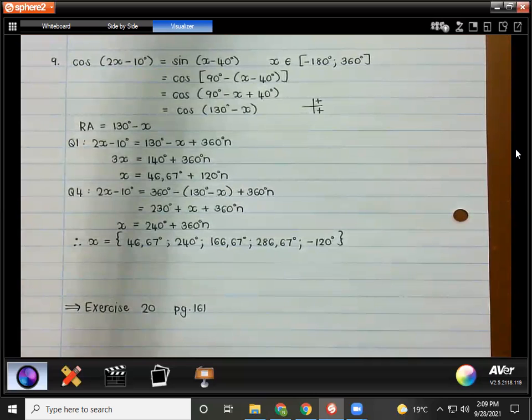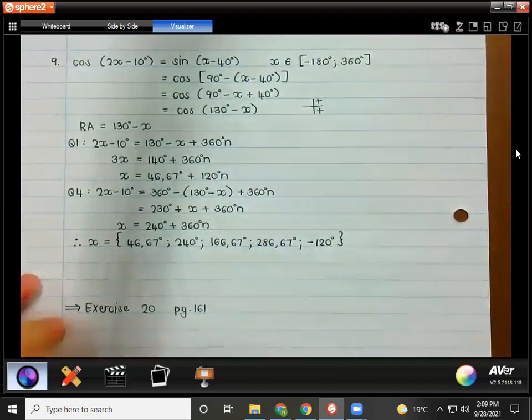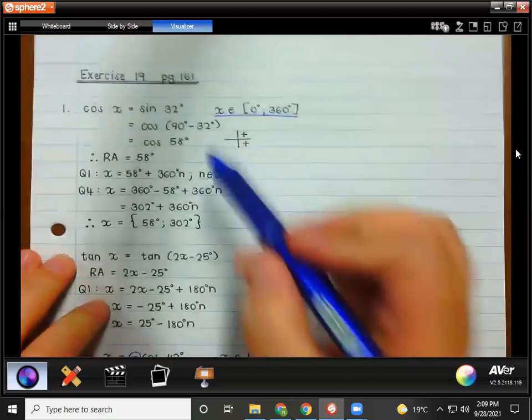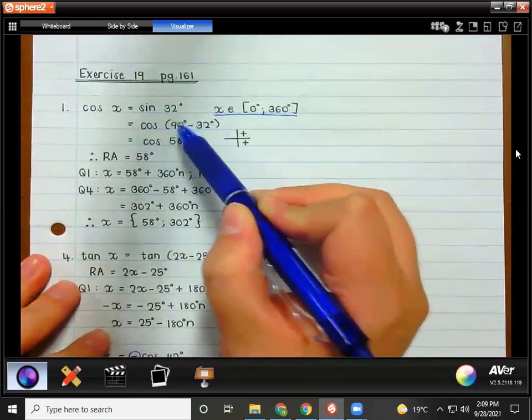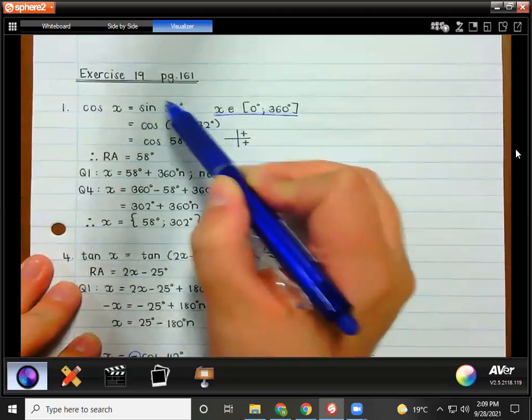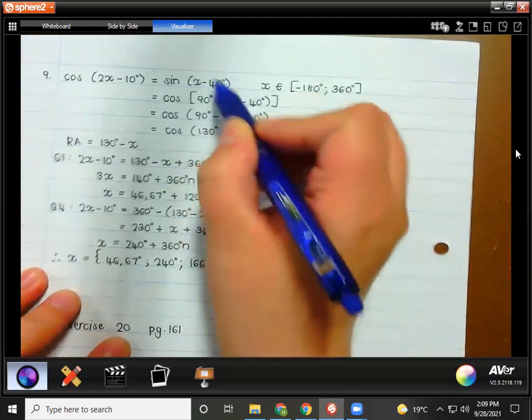Okay, there we have number 9, guys. Number 9 was quite long because you had to change that sine to a cos. Now, I'm not sure if you guys were able to do that, but it's the same kind of concept, right? Let's just quickly go back to number 1. When we wanted to change sine 32 to a cos, we had to change it to cos of 90 minus 32. So 90 minus this angle, right?